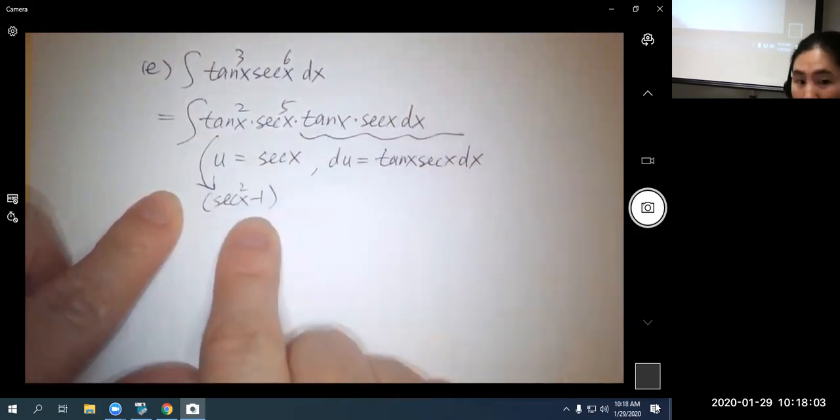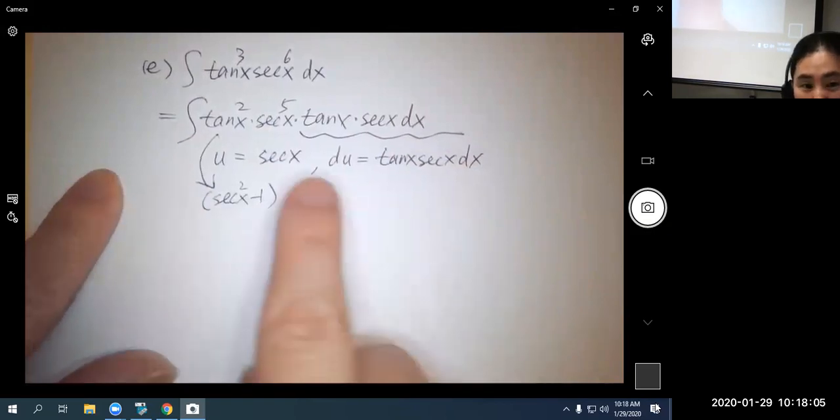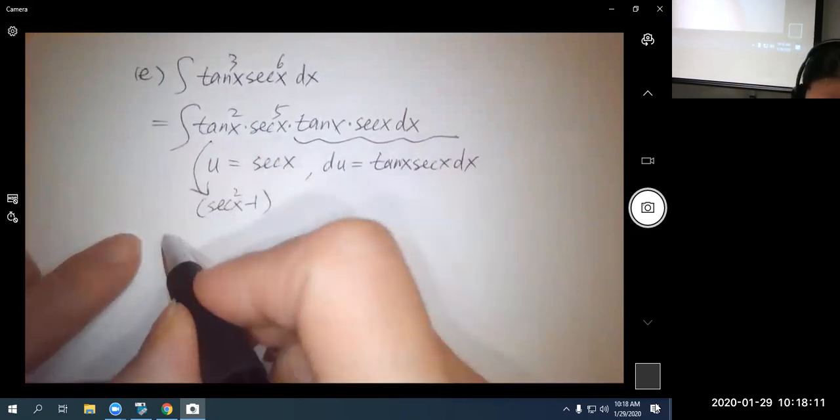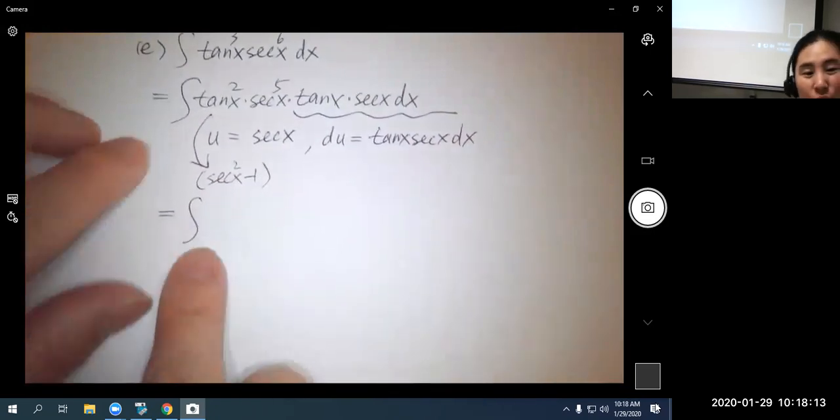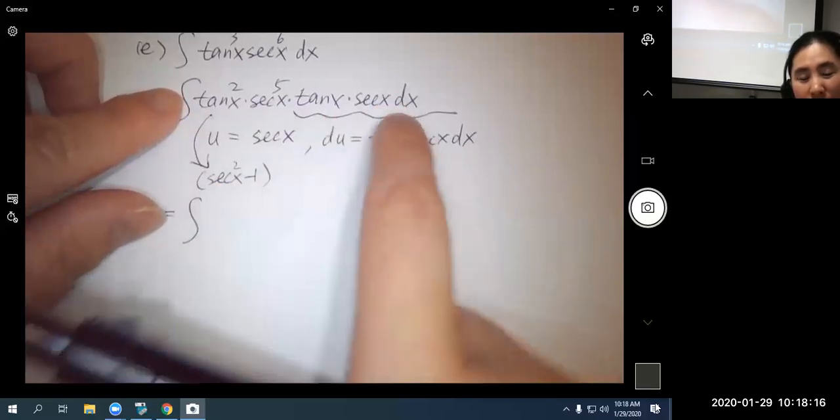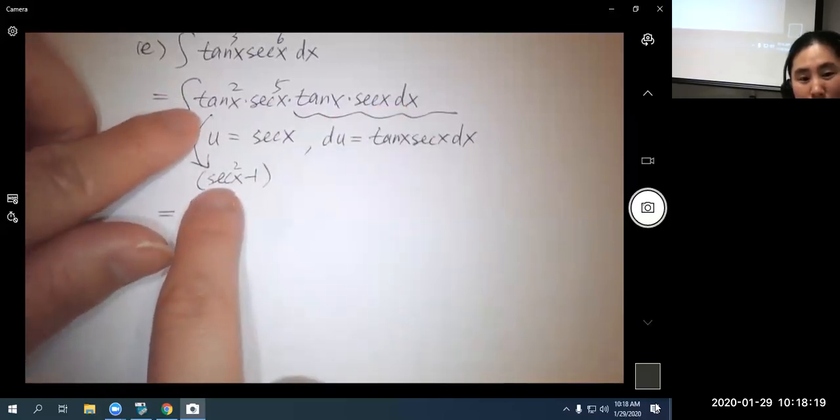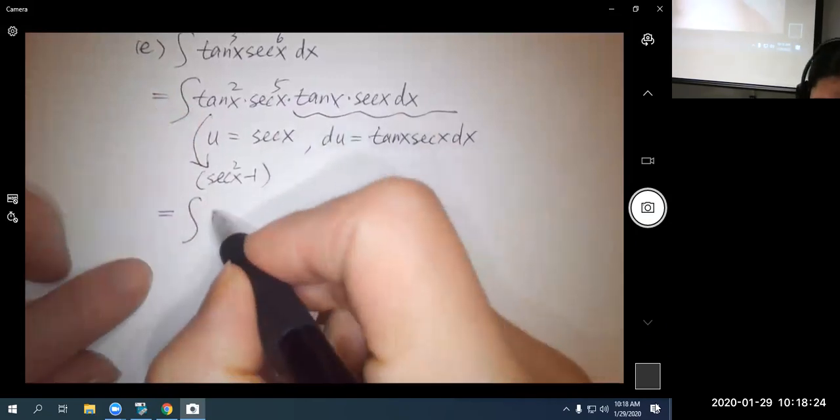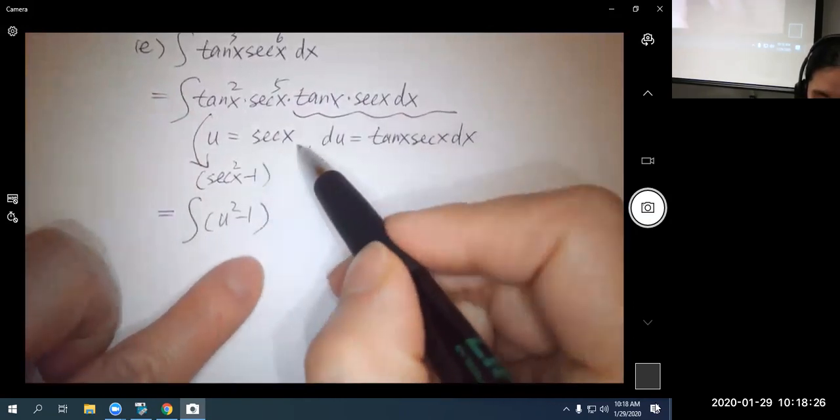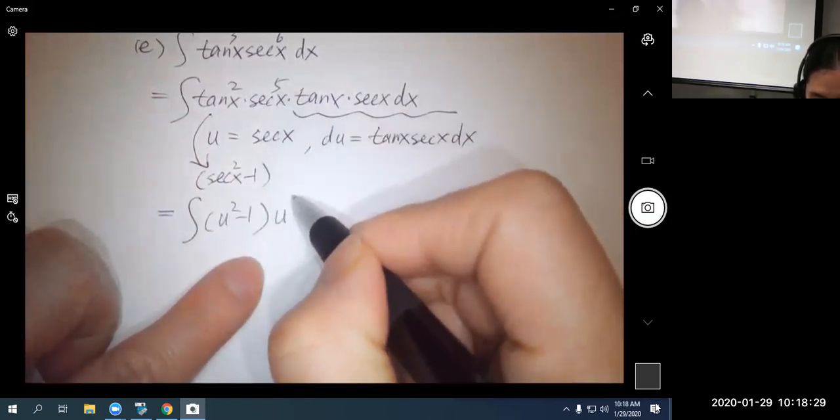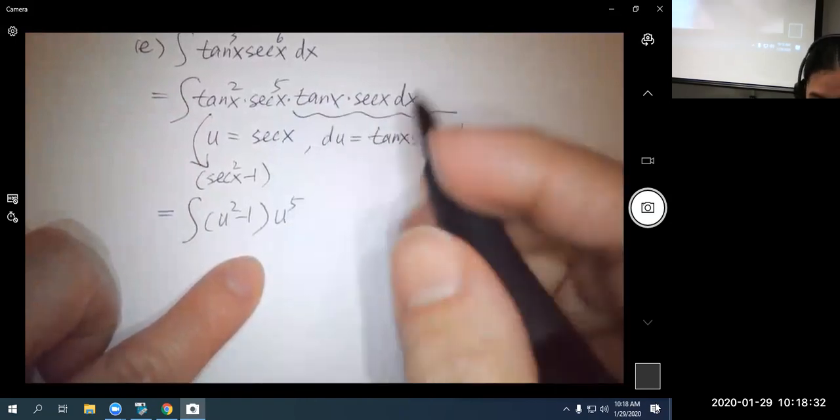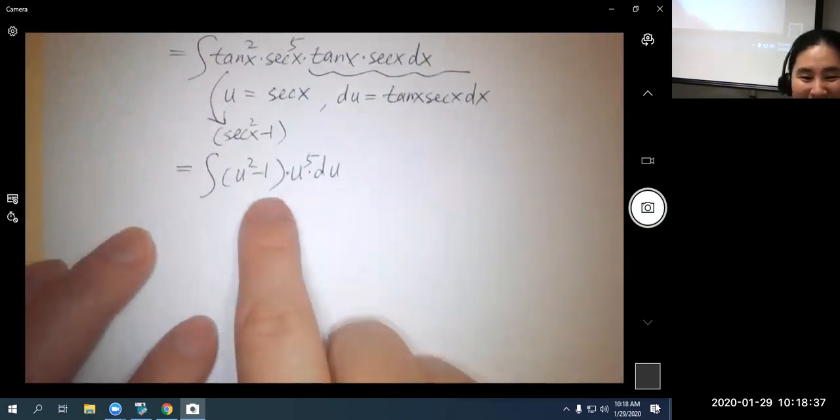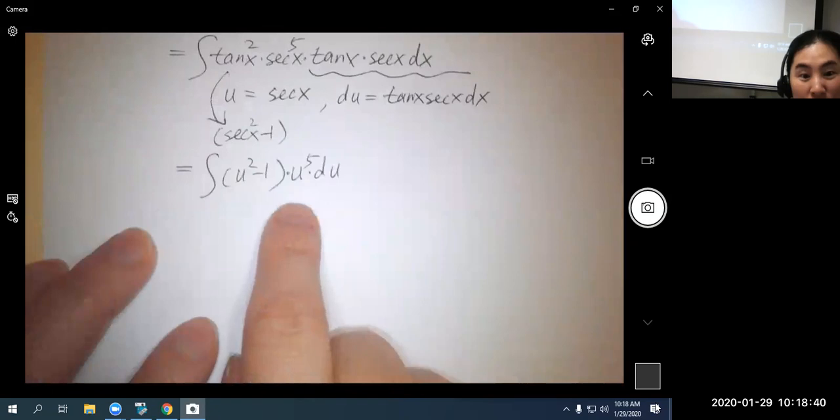I will not write another line, just want to let you know tangent of x squared can be written as secant of x squared minus 1. So by using the substitution, what can we rewrite this line as? u squared minus 1, secant of x to the fifth, u to the fifth, du. Very good. You guys really understand. All right, so what do we do now?